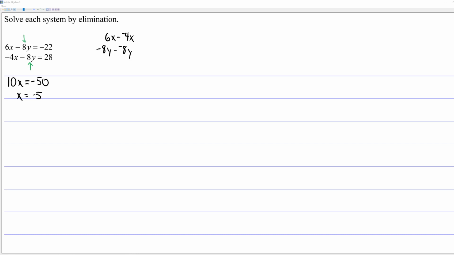Plug this in wherever you like. It doesn't seem like either one of the equations is going to be all that easy to work with. Well, one's not easier than the other, at least. So I'm just going to use the top equation. So we have 6 times negative 5 minus 8y is negative 22. So this is negative 30. I'm going to add positive 30 to both sides. 30 minus 22 is 8. So we have y is negative 1. So we've, again, found the point of intersection, which is negative 5, negative 1.